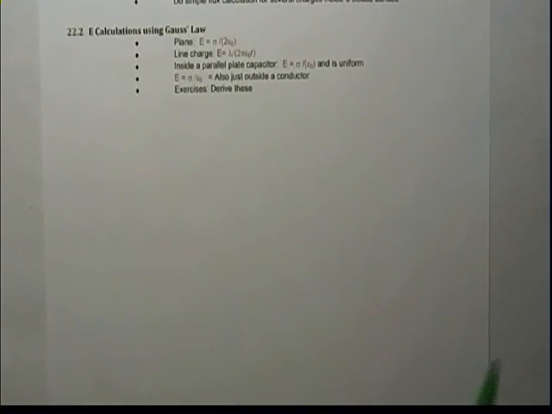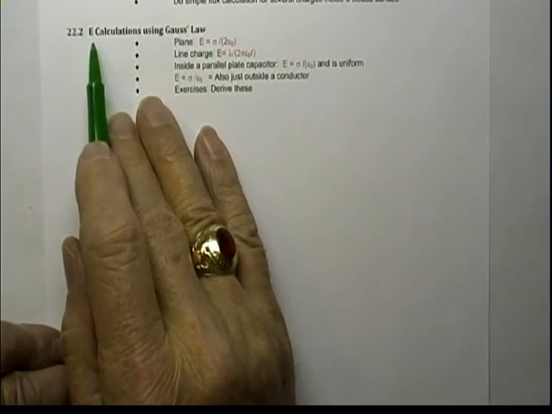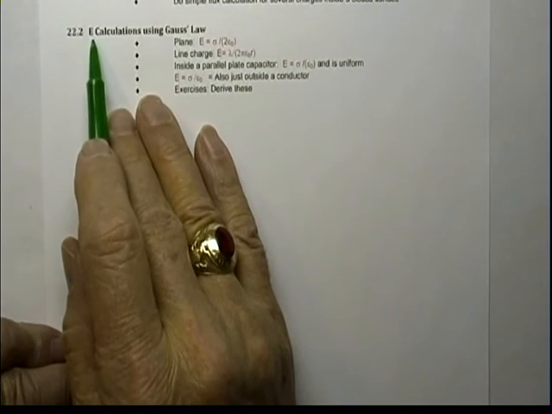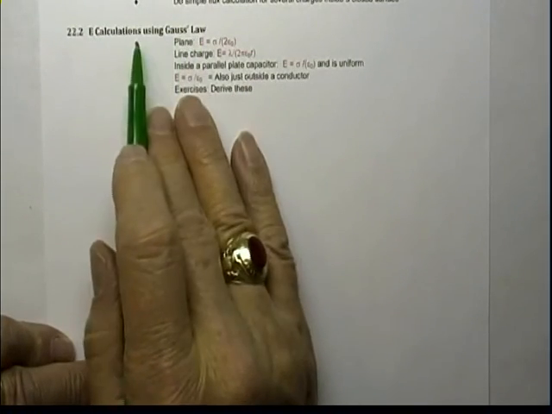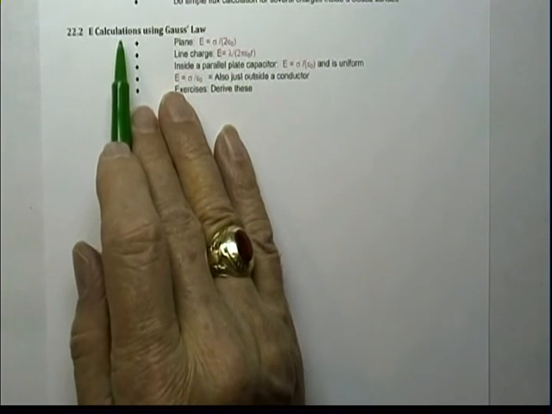This next module is 22.2, and we're going to use this electric field with Gauss's law to calculate what electric fields are for some simple symmetric cases. The first of these is a plane. Let me show you how this works.